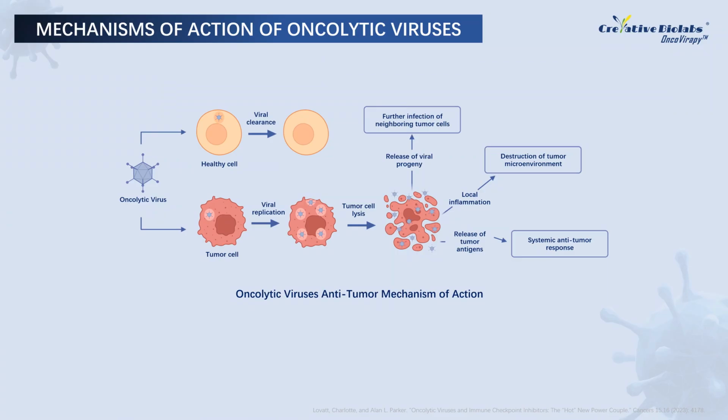Oncolytic viruses act through a combination of direct and indirect mechanisms. Oncolytic viruses selectively infect, replicate within, and lyse tumor cells whilst leaving healthy cells intact. Upon infection of tumor cells, oncolytic viruses replicate and lyse the tumor cell, resulting in tumor cell death and release of viral progeny. This tumor cell lysis results in destruction of the local tumor microenvironment and induction of an anti-tumor immune response through local immune infiltration and release of tumor antigens.